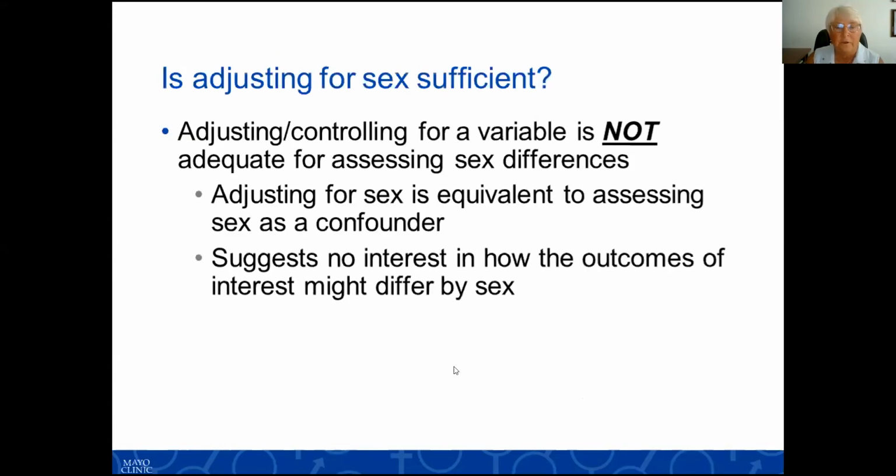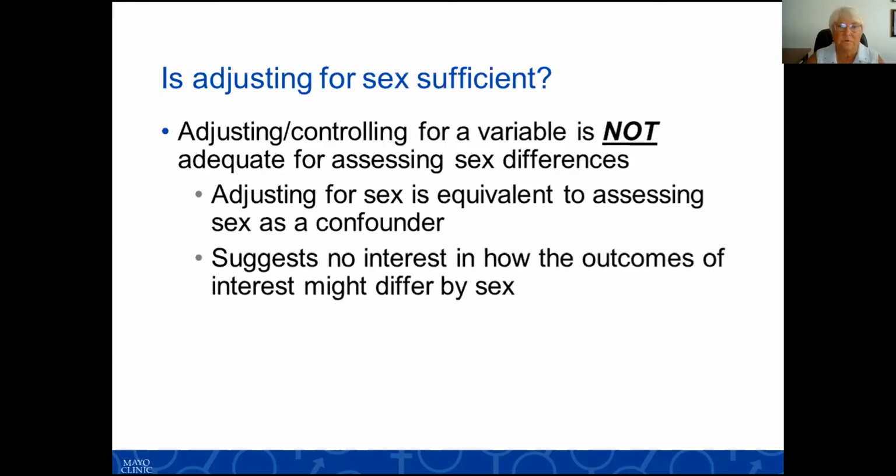So you'll read a lot of statistical sections of papers where they adjust for sex. And I would like to leave you with the concept and emphasize that adjusting for sex is not sufficient. Adjusting for sex is equivalent to assessing sex as a confounder, and it suggests that there's no interest in how the outcome of interest might differ by sex. So if you're adjusting for sex, that automatically says that you think there is a sex difference, and you're going to ignore it and look at the response independent of sex. But individuals or outcomes aren't independent of sex. So it doesn't tell you where that sex difference might be. Is it greater in one compared to the other?